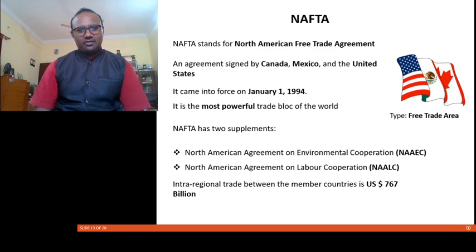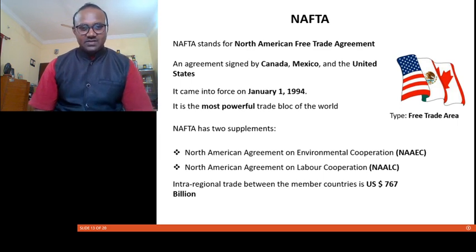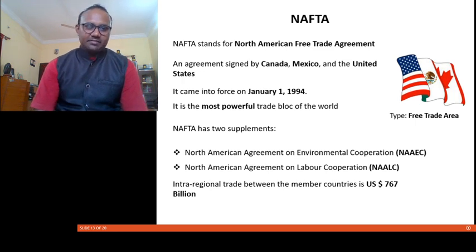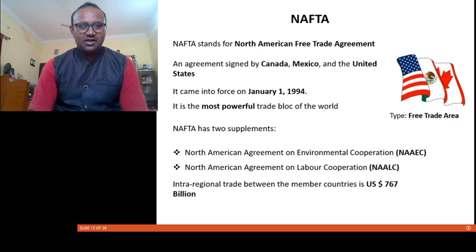Part two will talk to you about the various trading blocs that are very strongly operating within the international business sphere. A very strong trading bloc is NAFTA. NAFTA stands for North American Free Trade Agreement. It's an agreement signed between three countries in the North American continent. You have Canada, you have Mexico, and you have the United States, with the US being the major player.